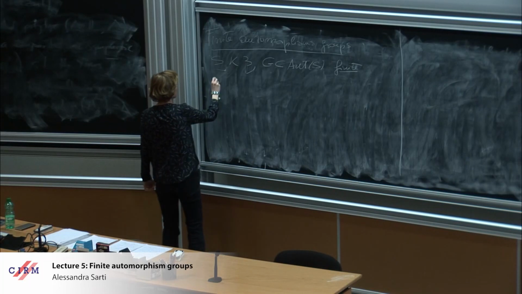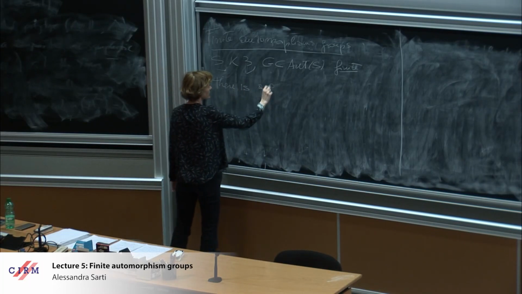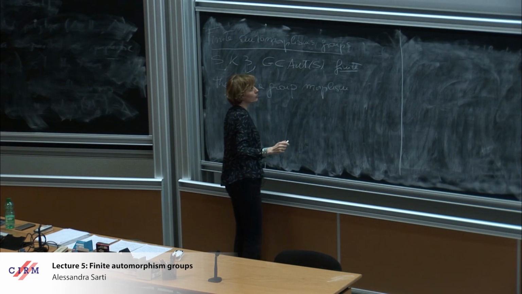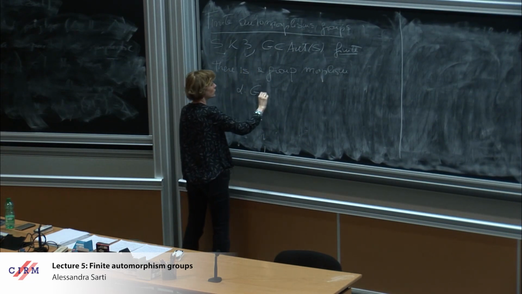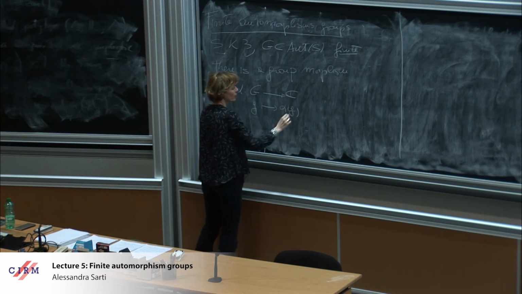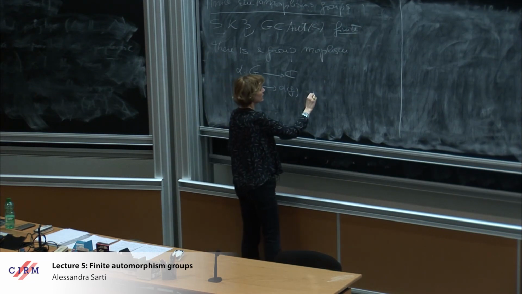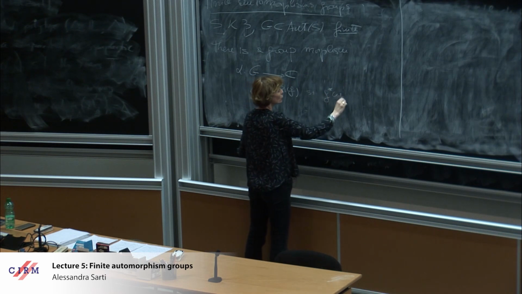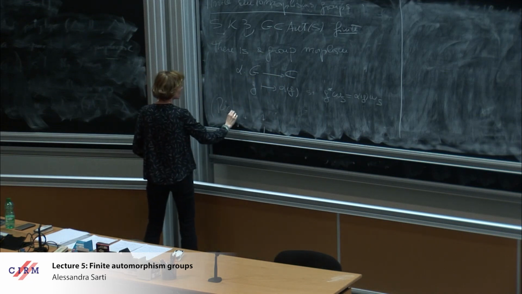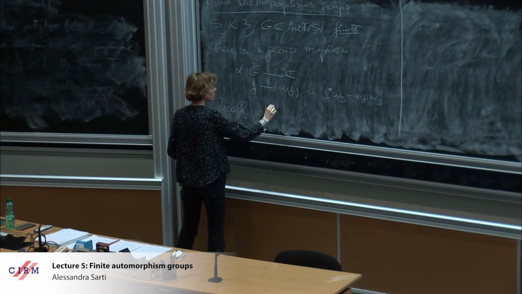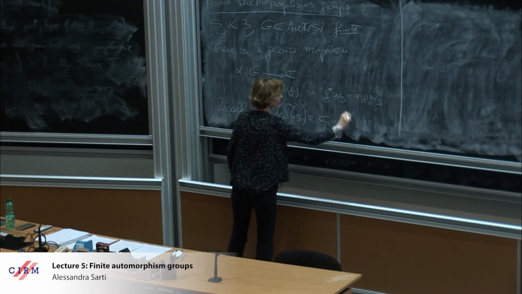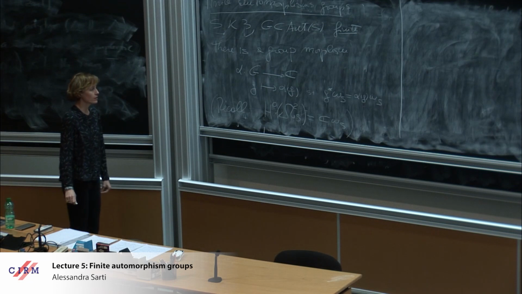Then there is a group morphism that I call alpha, from G to C, that sends an element G to alpha G, where alpha G is defined as follows, such that the action of G on the two-form is equal to alpha G omega S. So recall, just for the notation, that we have H0 of omega 2 S, and we denoted by omega S the two-form that spans this line.